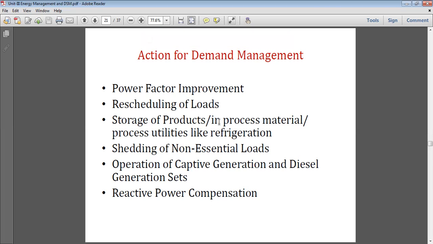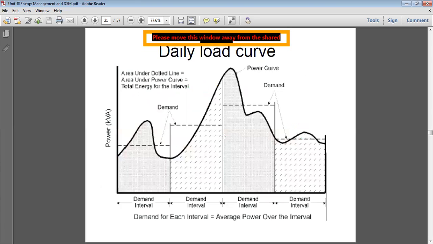Now the second point is the rescheduling of load. If you reschedule the load, definitely we are able to reduce the maximum demand. Say for example, we will go to this figure. In this figure it is found that this is our maximum demand, and it is occurring from say 6 p.m. to 10 p.m. This is our time.